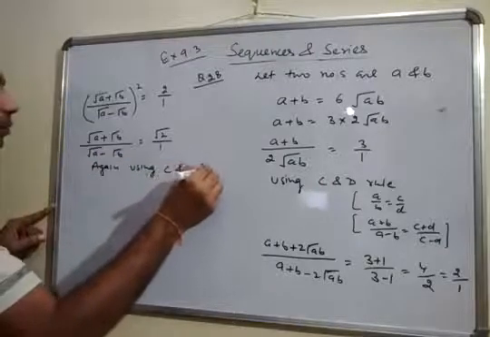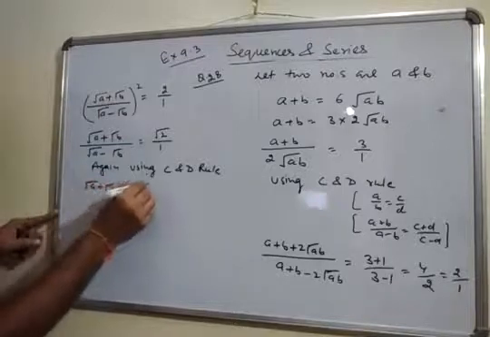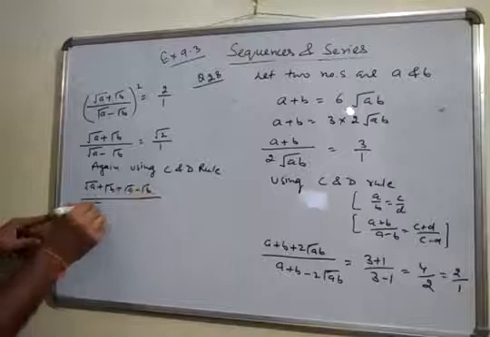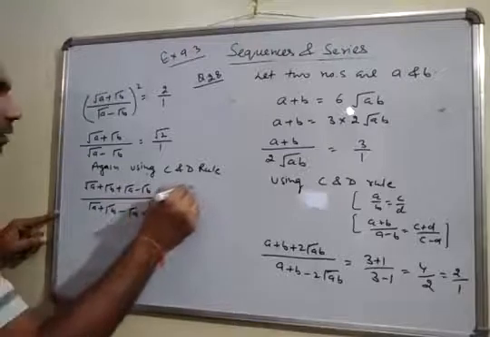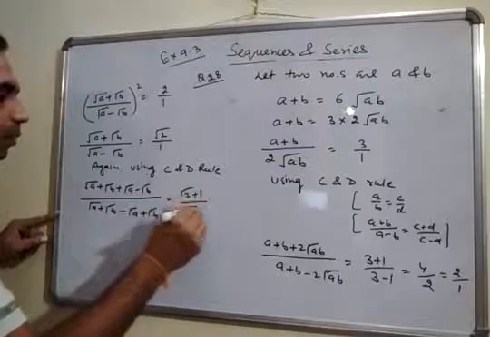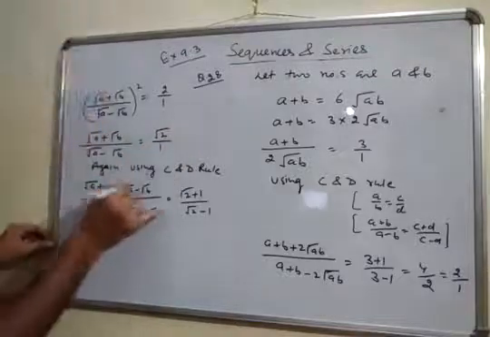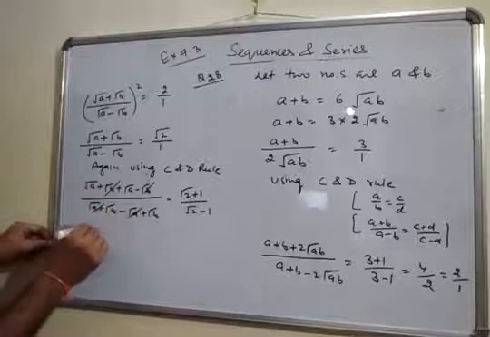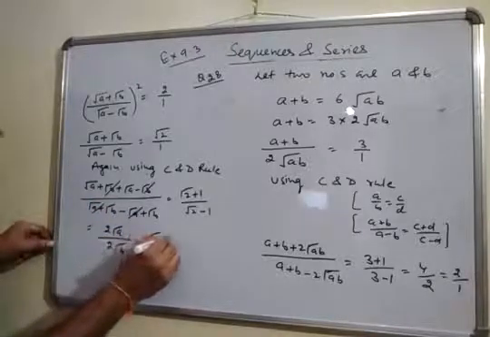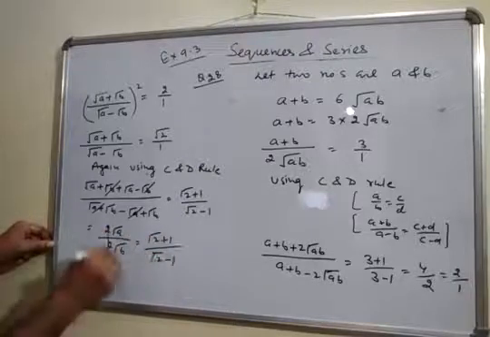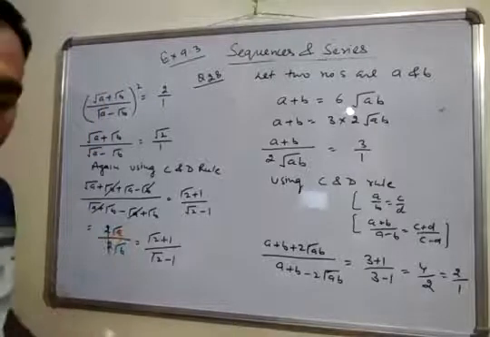So root A plus root B plus root A minus root B upon root A plus root B minus root A plus root B is equal to root 2 plus 1 upon root 2 minus 1. C plus D upon C minus D. Root B cancel, root A cancel, that is twice of root A upon twice of root B is equal to root 2 plus 1 upon root 2 minus 1. 2 by 2 cancel. We have to find out A upon B. This is root A upon root B.